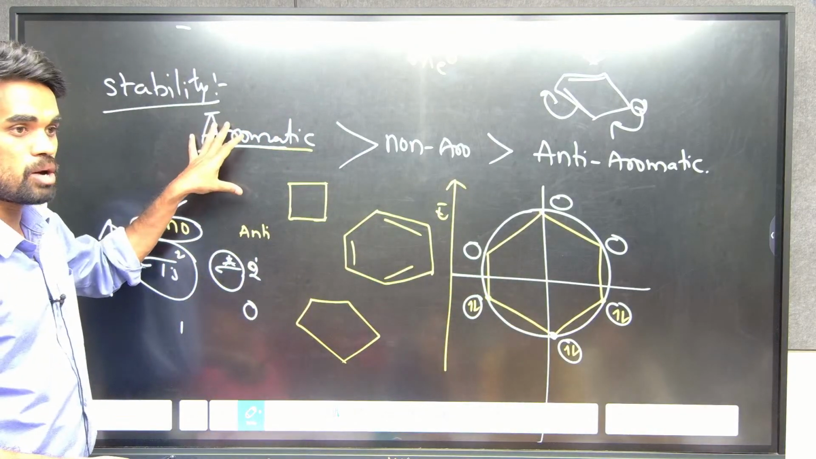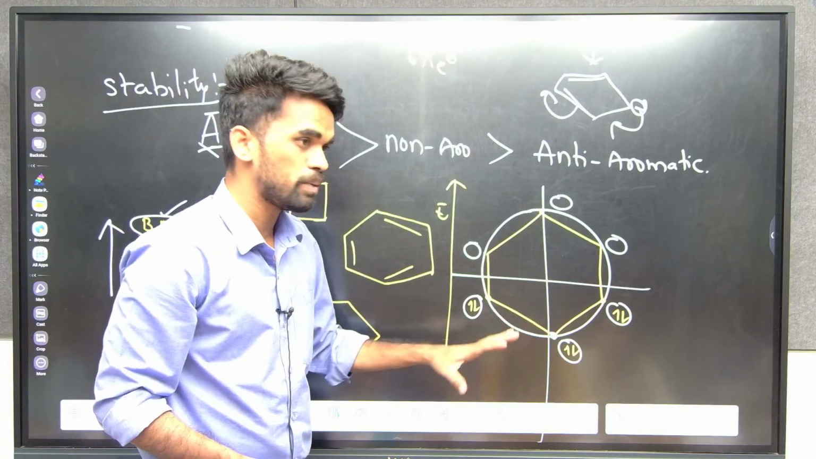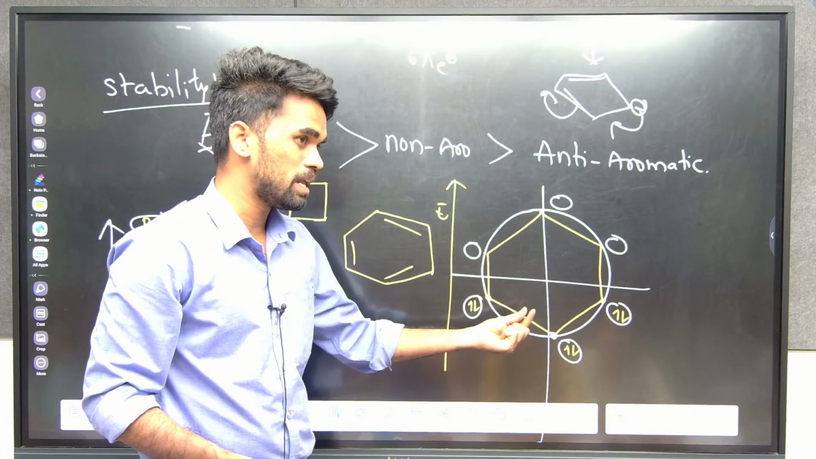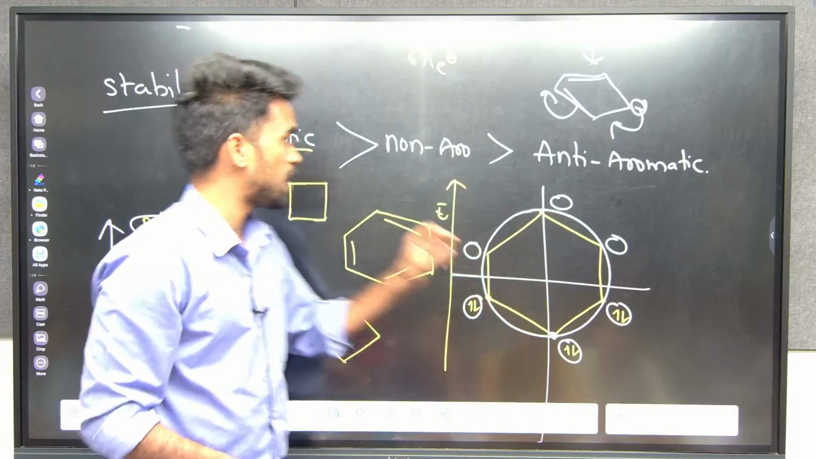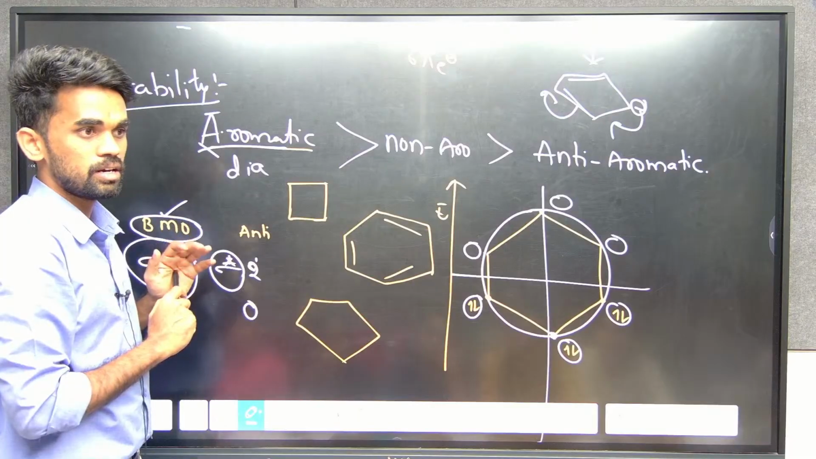That's why aromatic compounds are stable. And one more thing, all electrons are paired or unpaired? Paired. Do we have any unpaired electron? No unpaired electron means aromatic compounds are what? Diamagnetic.